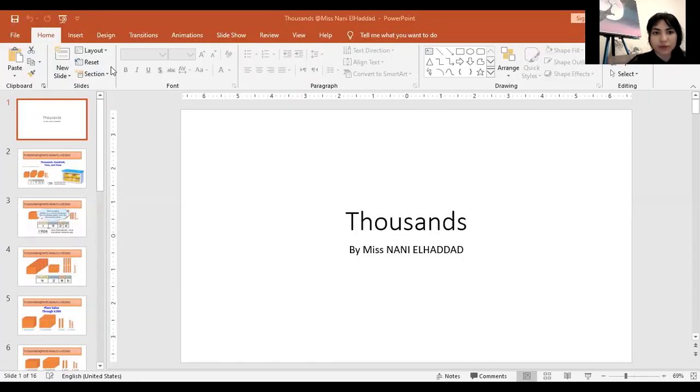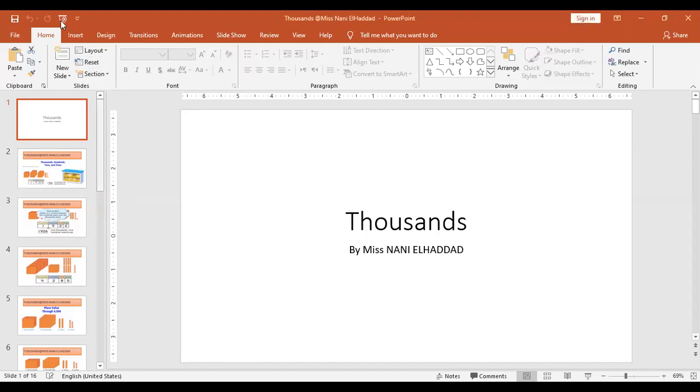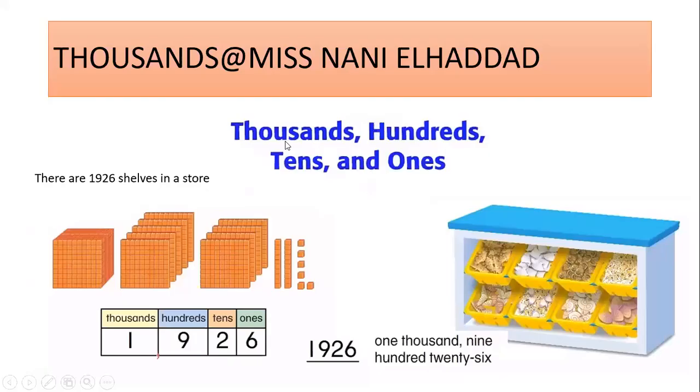Okay, so I'm going to share my screen. Okay, thousands, hundreds, tens, and ones. This is called the place value. Okay, this is an example of the place value.